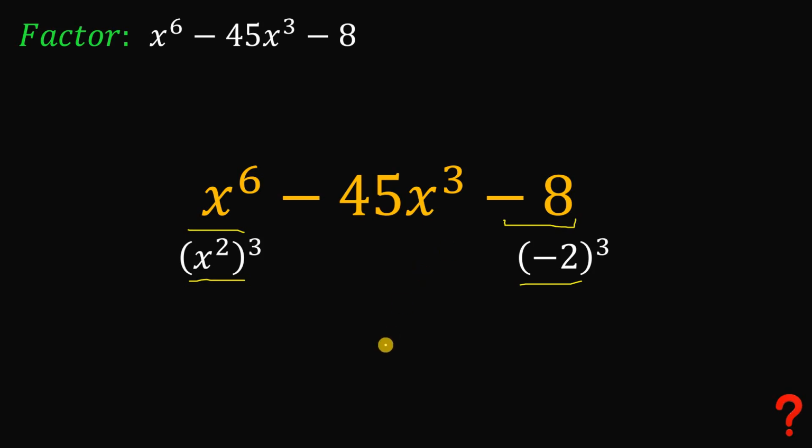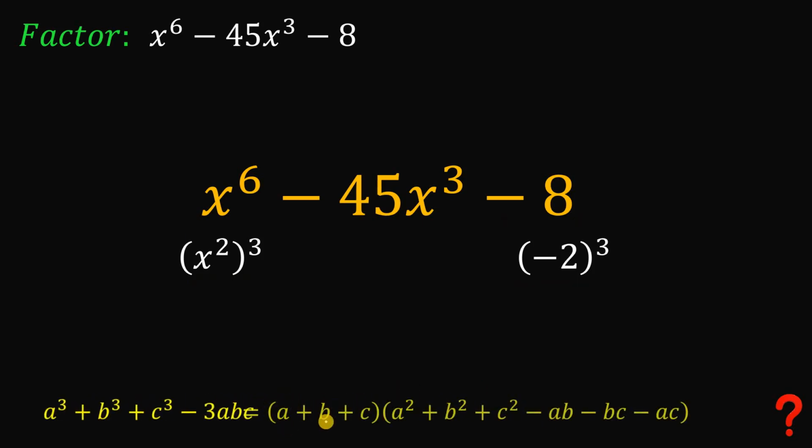And now, this reminds me of this identity. If we have a cubed plus b cubed plus c cubed minus 3 times a times b times c, this can be factored nicely as follows. A plus b plus c multiplied by the quantity a squared plus b squared plus c squared minus ab minus bc minus ac. So you can prove this, just multiply this, and you arrive at this format, a cubed plus b cubed plus c cubed minus 3 times a times b times c. Now the problem, this is 4 terms, but we're given only 3 terms.